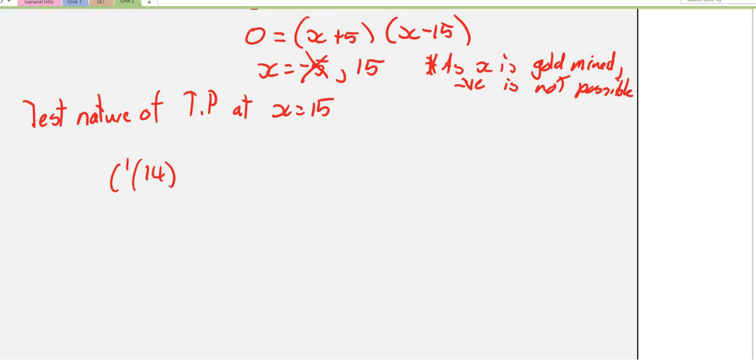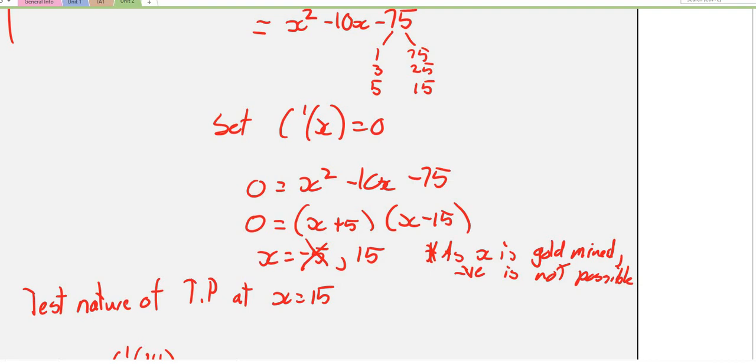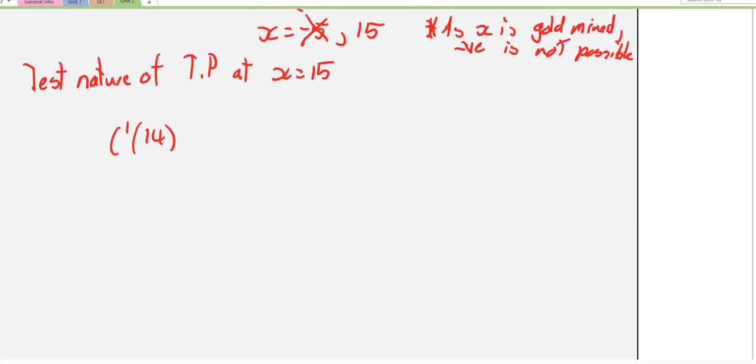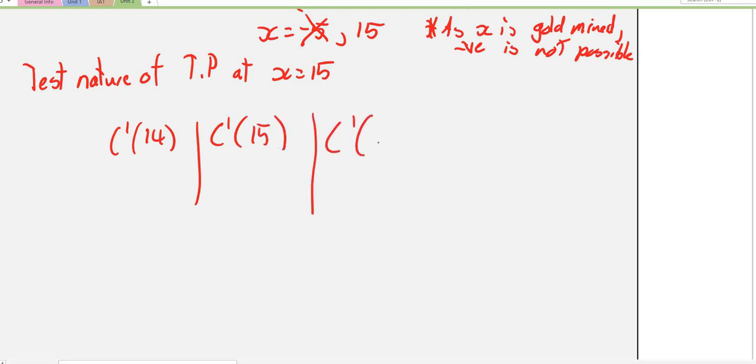Yeah. These kind of questions, unless they're very simple, will be tech active. Like we obviously solved that tech free just because I looked at that and I knew that to factorize that, it'd take me less time than it would to put it into the calculator and find the intersects. You definitely could have done that bit tech active. I just figured it would be quicker doing it this way. So let's do C dash at 14, C dash of 15, and C dash at 16. Yeah, 15 is 0 because we've already got there.